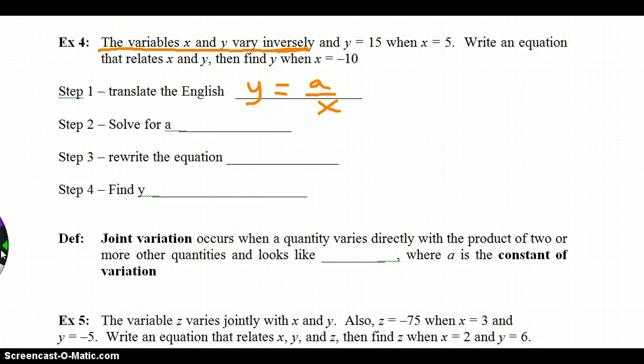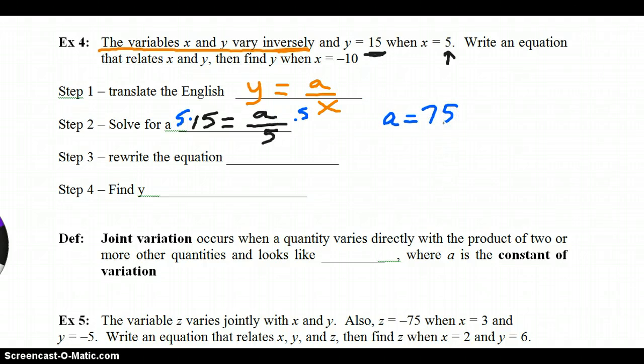The next thing we do is we substitute in what we're given. So we're given y is equal to 15. We don't know what a is, but we can find that in a second. And x equals 5. So using good algebra, to solve for a here, we would multiply both sides by 5. So a equals 75.